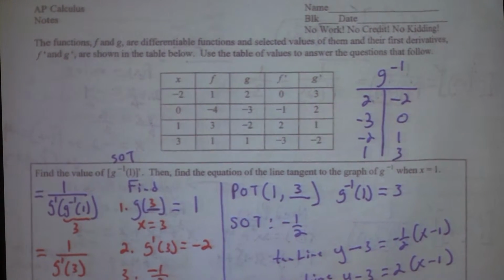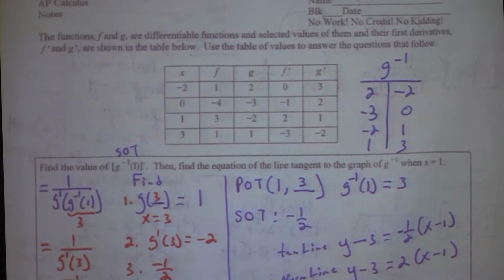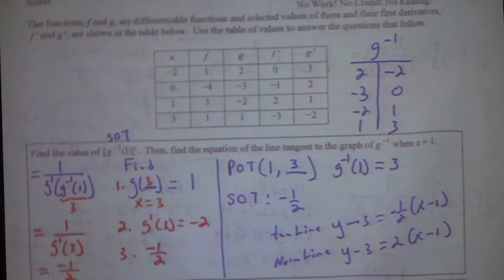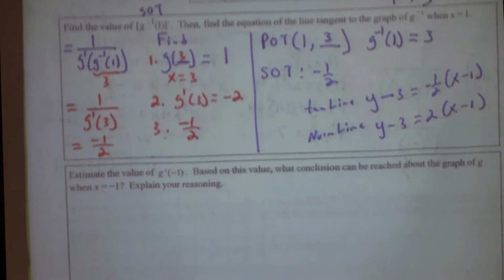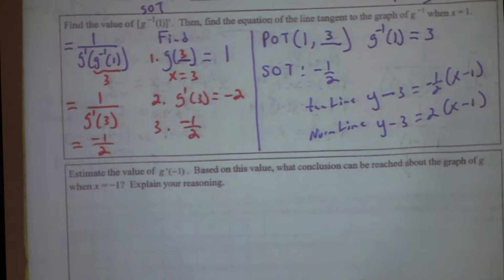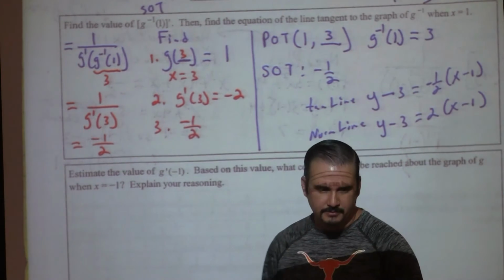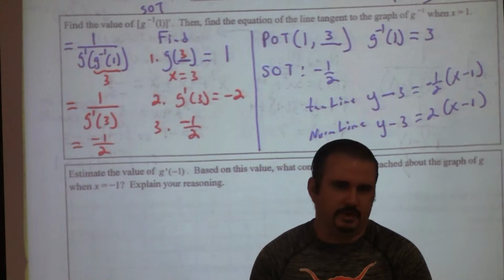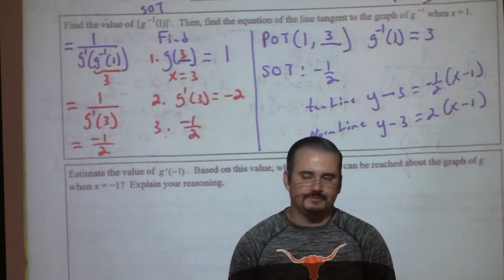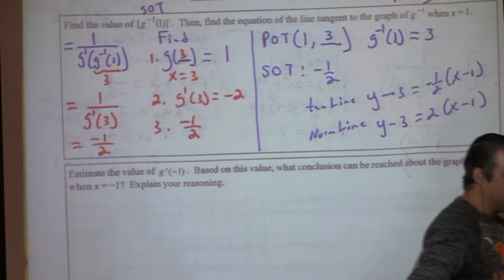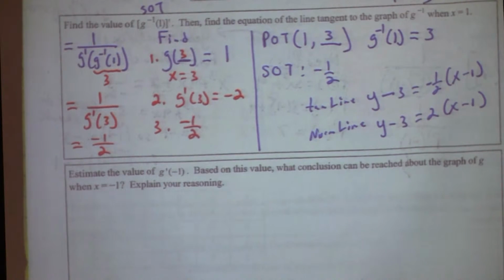Got it? Too easy? Alright, and the last two examples here. Okay. It says, estimate the value of g prime at negative 1. Based on this value, what conclusion can be reached about the graph of g when x equals negative 1? So are they talking about inverses in this one? No, they just want you to estimate the derivative of g at negative 1. So find the slope of the tangent line at negative 1.